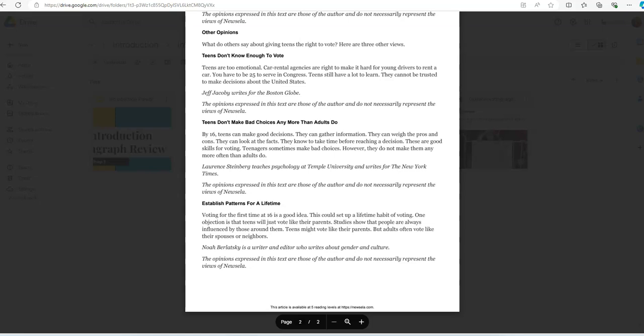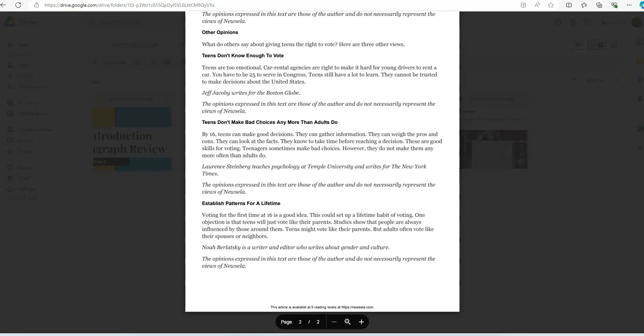Here are 3 other views. Teens don't know enough to vote. Teens are too emotional. Car rental agencies are right to make it hard for young drivers to rent a car. You have to be 25 to serve in Congress. Teens still have a lot to learn. They cannot be trusted to make decisions about the United States. Teens don't make bad choices any more than adults do. By 16, teens can make good decisions. They can gather information. They can weigh the pros and cons. They can look at the facts. They know to take time before reaching a decision. These are good skills for voting.